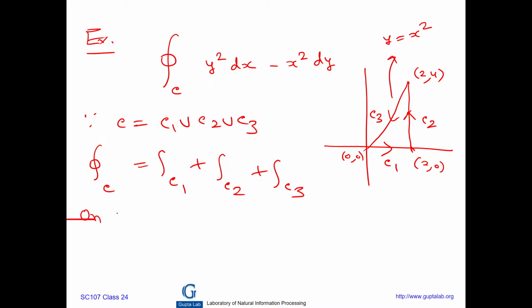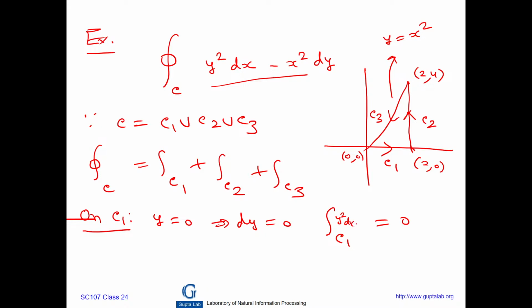Now on C1 what happens? On C1 y is equal to 0, right? And so dy is equal to 0, right? So what is the overall value? So this C1 of whole thing will be 0, right? Because y is equal to 0 and dy is equal to 0. So this whole expression, y square dx minus x square dy, whole thing is 0, right?